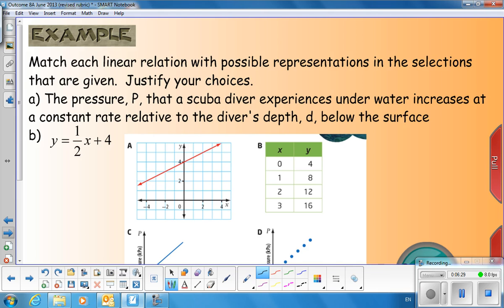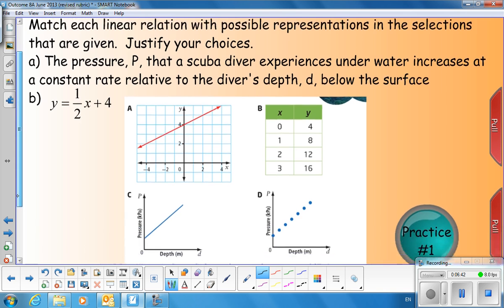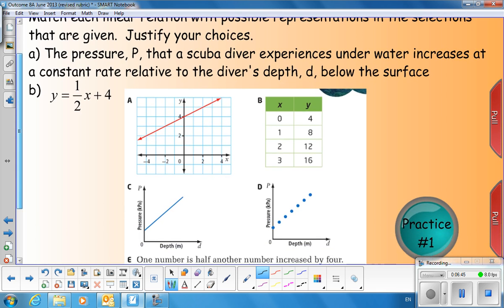Match each linear relation with possible representations in the selections that are given. Justify your choices. So part A, the pressure that a scuba diver experiences underwater is at a constant rate relative to the diver's depth below the surface. So we're looking for something that relates pressure and depth. And so our graph down here at C would be a good match for situation A. As the pressure increases, the depth increases.